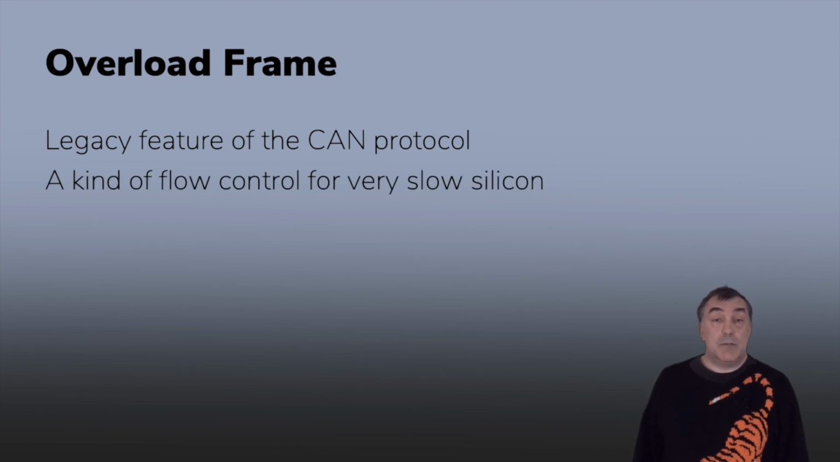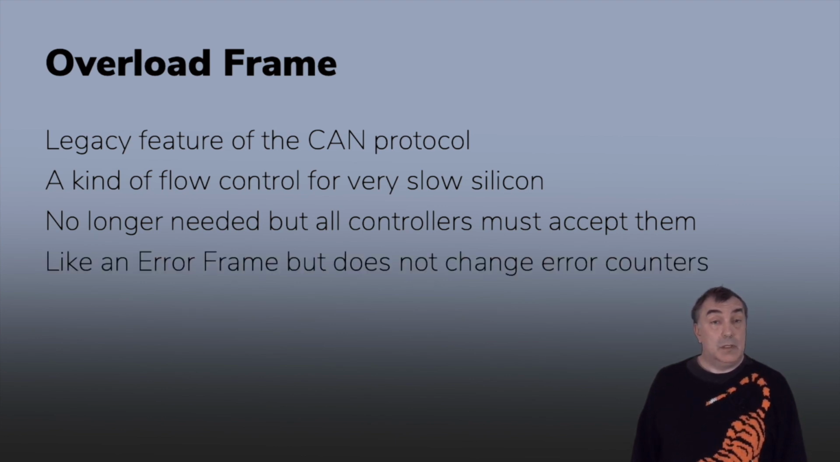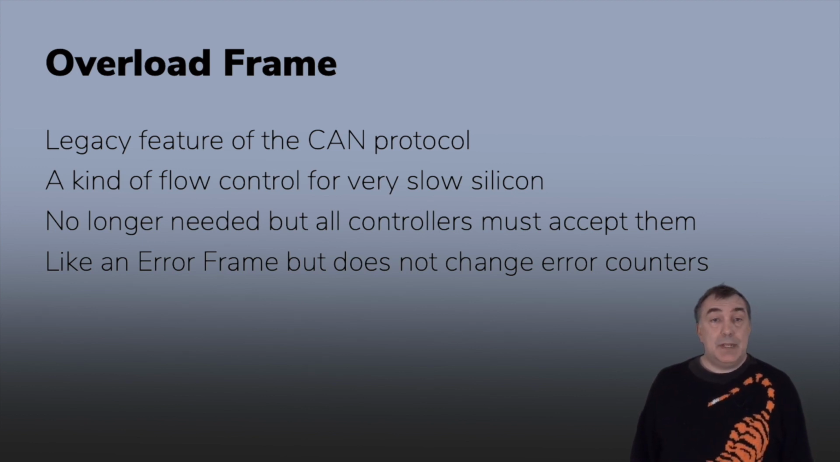Although controllers don't generate overload frames, they must accept them. The CAN specification defines rules on how often a controller is allowed to generate overload frames, but a CAN protocol attack doesn't need to obey the rules. Overload frames are identical to error frames, but with one big difference: they don't change the error counters. They won't drive a controller bus off or into error passive, and this means they're practically invisible to driver software.